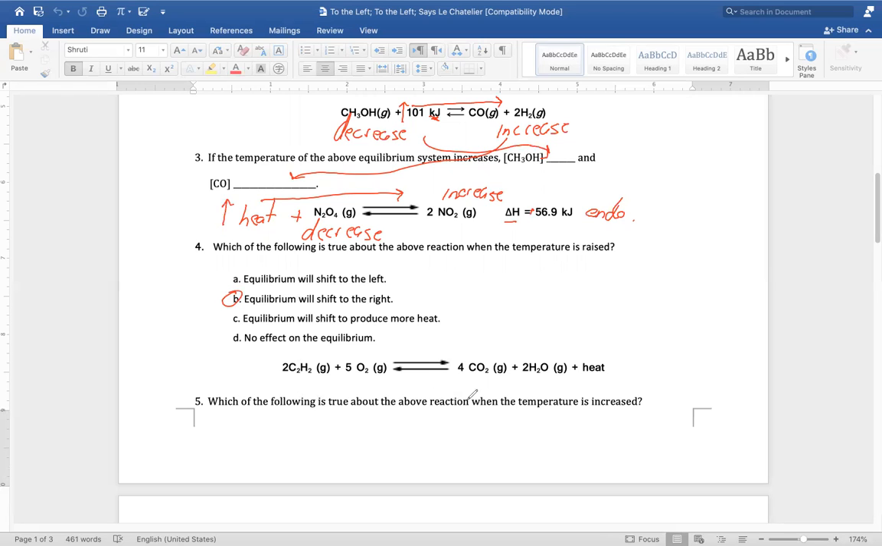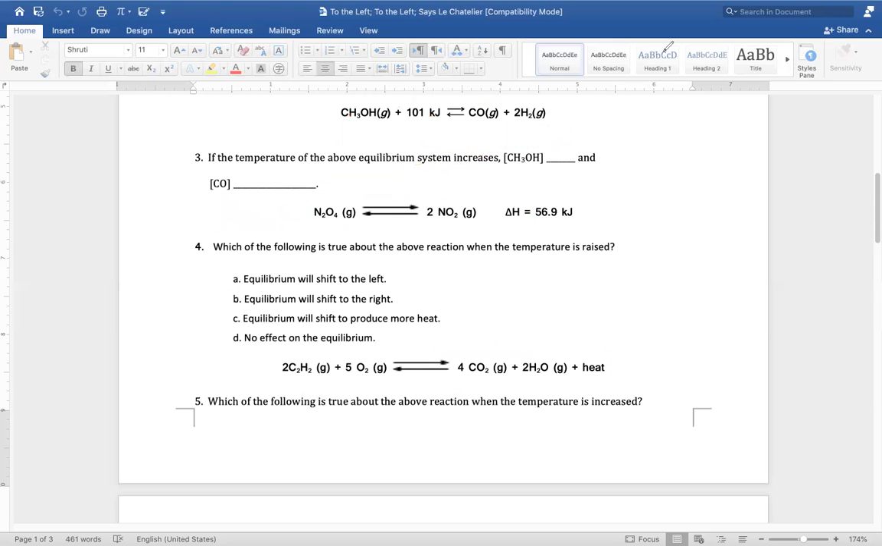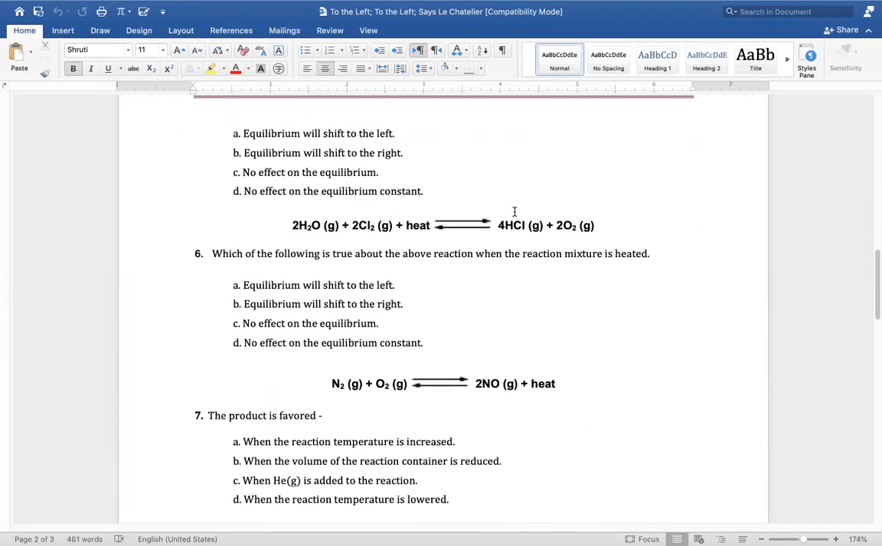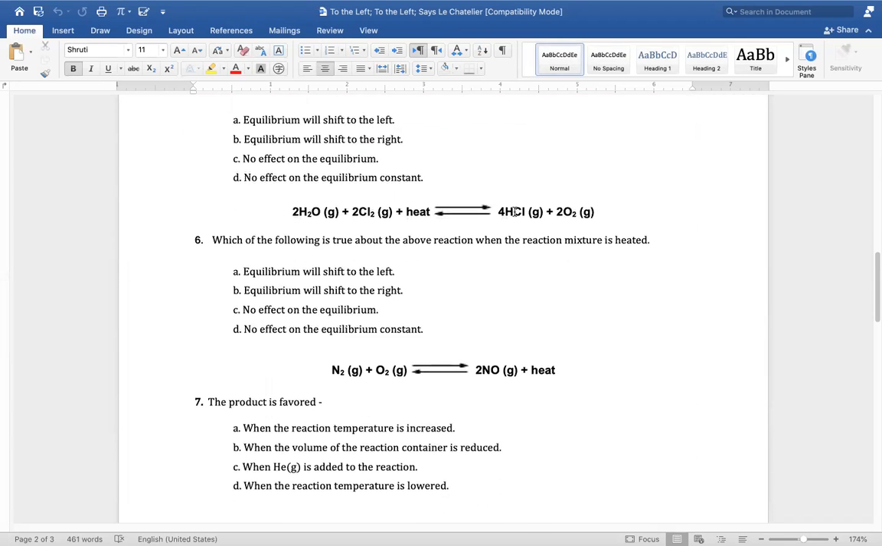So again, which of the following is true about the reaction? The temperature's increase. So again, boink, there it goes. It's going to shove in this direction. So I'm going to get an increase in reactants and a decrease in products. And my answers got shoved off the bottom of the page on that one. So let's go down here. So in that case, equilibrium will shift to the left. So that one was the correct answer there.